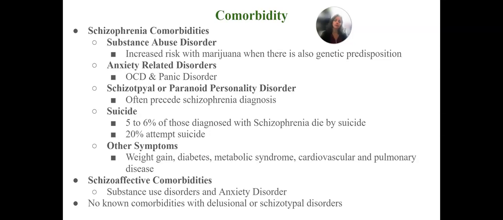Anxiety-related disorders, particularly OCD and panic disorder, are associated with schizophrenia, particularly as they might relate to some of the paranoia and some of those delusions, which are grounded in a lot of fear, a lack of trust, feeling very vulnerable and insecure. Schizotypal and paranoid personality disorder, when you start to demonstrate those personality disorders, might be indicative that a schizophrenia diagnosis, or one of the diagnoses, might be soon to follow.